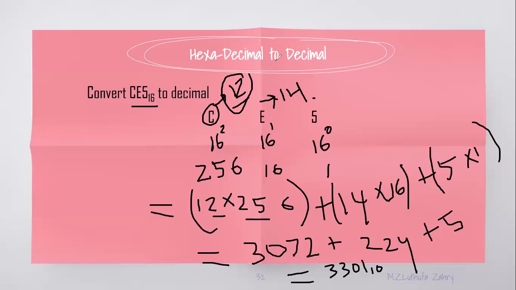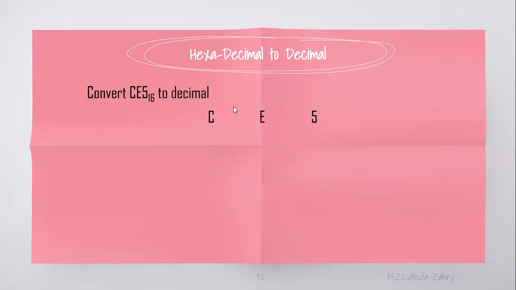Okay, so this is how you are going to change the hexadecimal to decimal. So we have used the weighting factors. So now we are done with the first 6 conversions. So we'll go to the other conversions.